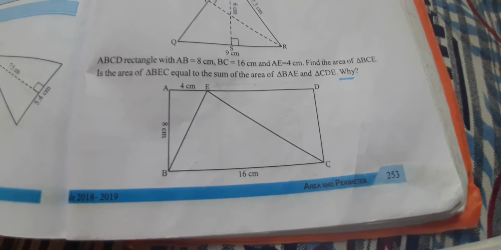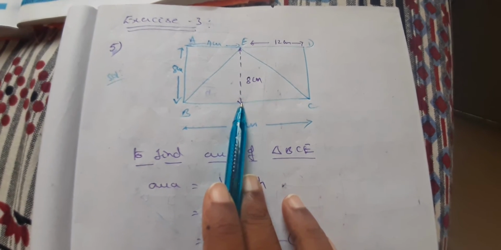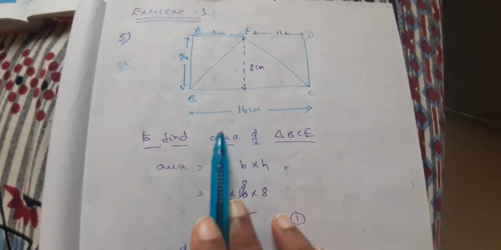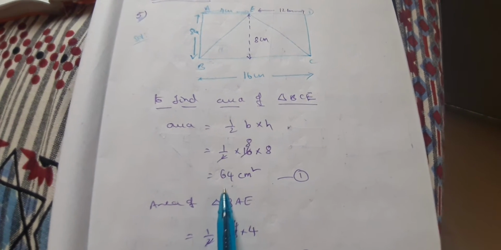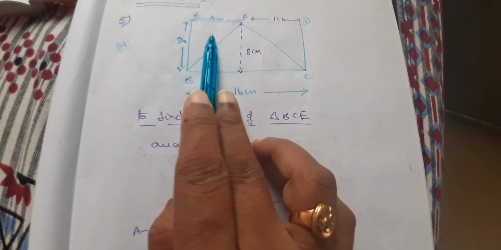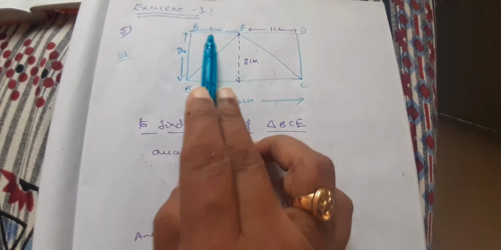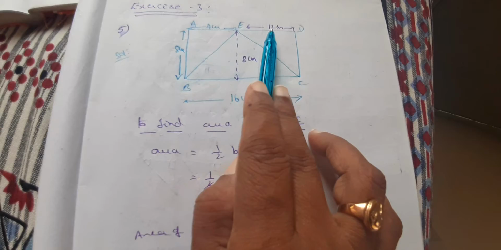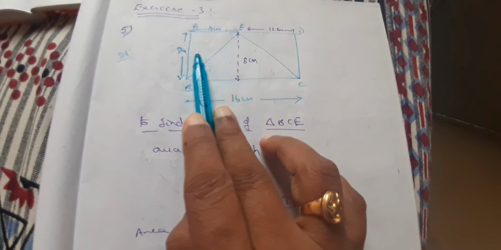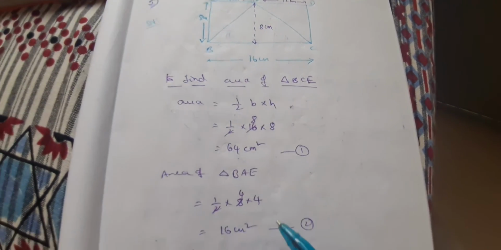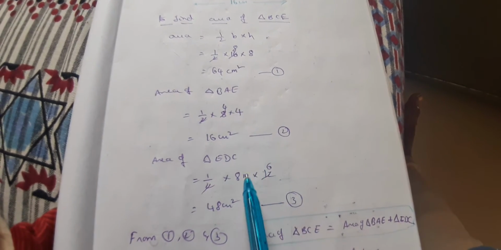Let's see how to do the problem. So now this is 8 centimeter, meaning the altitude of the triangle is 8 centimeter. So height is 8, base is 16. So area of this is equal to base into height into half, 64 centimeter square, right? Similarly, find out the area of this one, half into 4 into 8. So 4 fours are 16. 16 is the area of this. Now 12 into 8 into half. 6 8s are 48. This is 48, this is 16, and this is 64. And now it is very much clear that the area of this one, 64, is equal to the sum of these two.